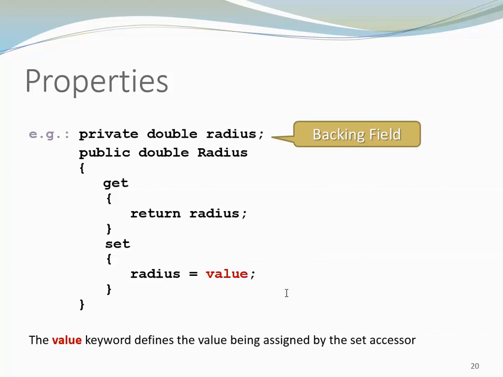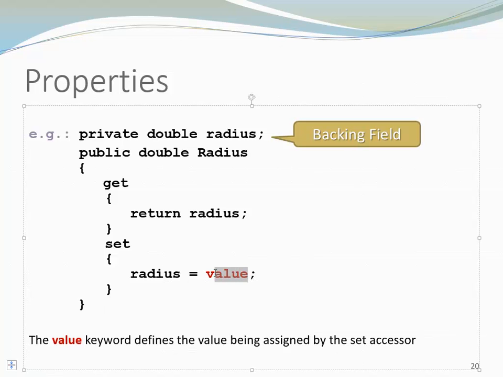Also, notice the keyword value. Value is whatever happened to be on the right-hand side of the assignment operator when we assign the value to the property.